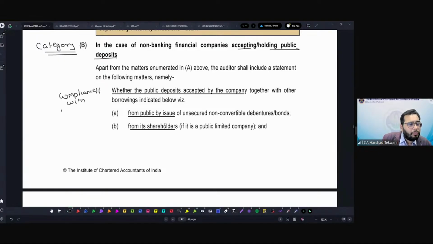Sir, any ratio of deposit taken? Compliance with the directions of deposit acceptance. That is the first point.